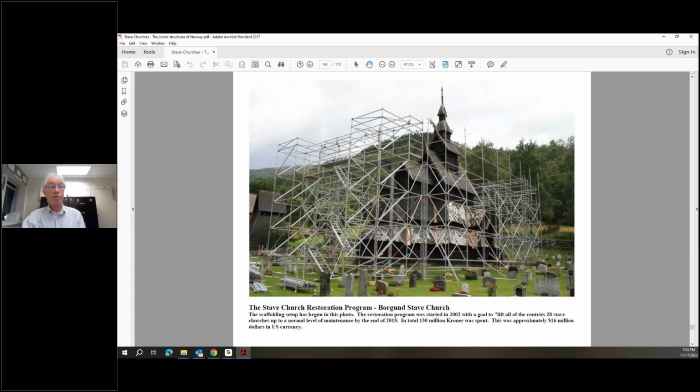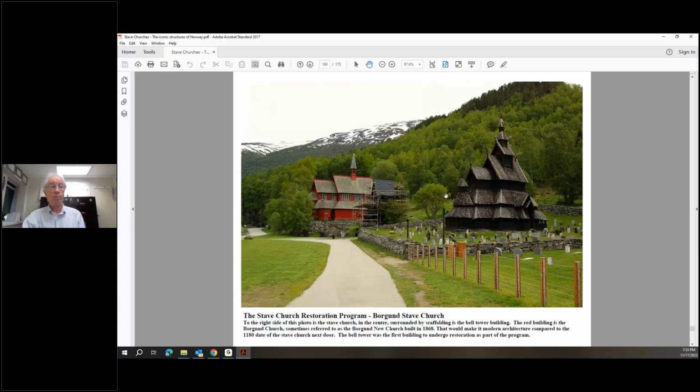All right. So this is some of the work that was done on Borgund. And here we see the church with the scaffolding on it. You see the scaffolding on the bell tower. And then back here is what's known as Borgund New Church. And it's not very new. It was built in 1868. But it is where services are held. The Stave Church now is a museum, and only special events would be held in these, and that goes with a number of these churches.